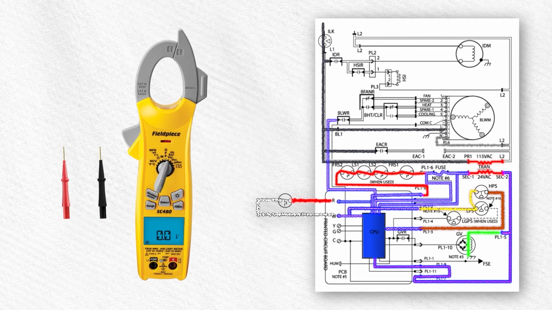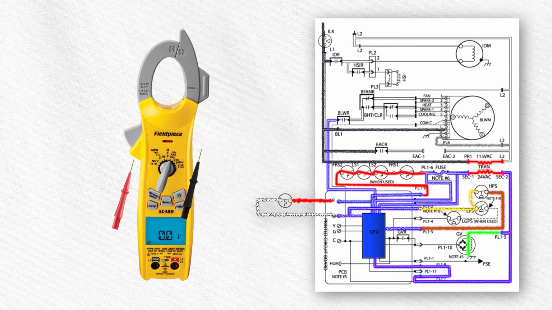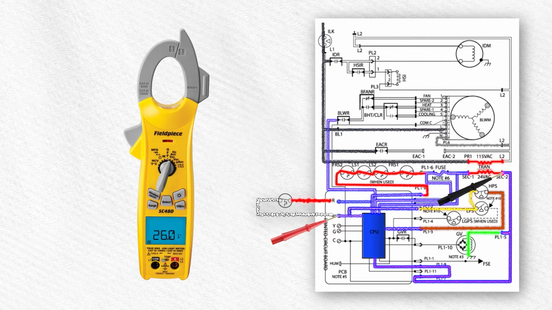Start by measuring potential differences in the sequence of operations. The call for heat shows a 26-volt potential difference to SEC2. The inducer motor has no voltage. The LPS is open, with a 26-volt potential difference across it. The HPS shows 0 volts across the switch, indicating it is closed.